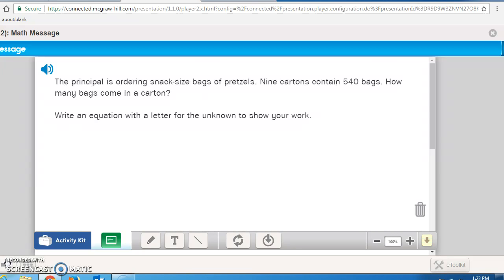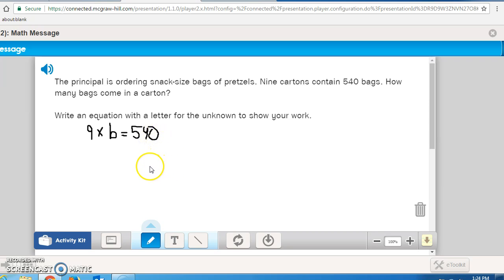The principal is ordering a snack-sized bag of pretzels. 9 cartons contain 540 bags. So how many bags will come in that carton? Write an equation with a letter for the unknown to show your work. Well, one way I would write this is I would write 9 for the 9 cartons times B for how many bags are in a carton equal the 540 bags.